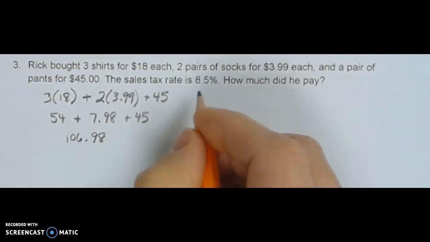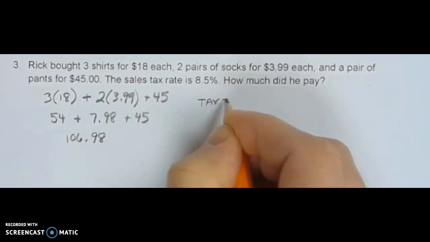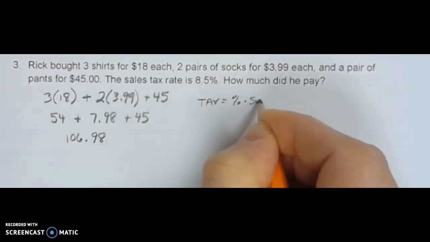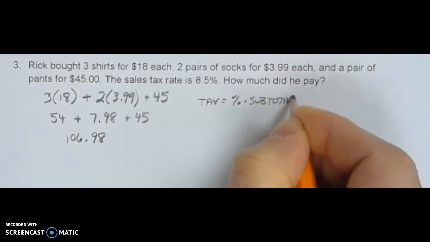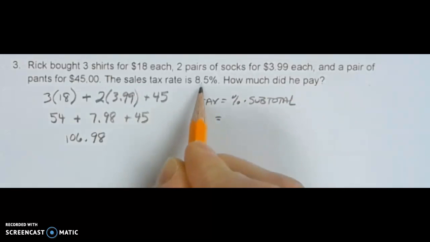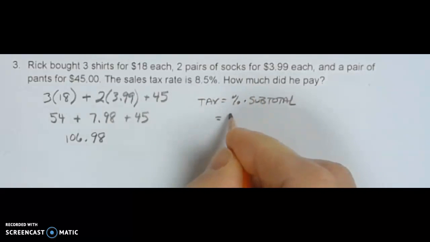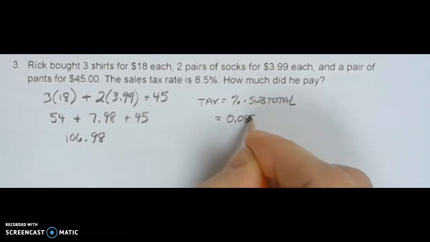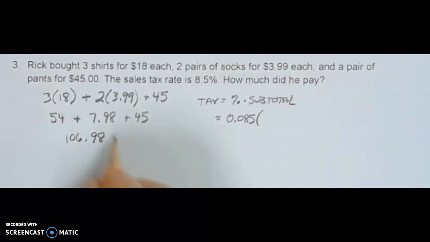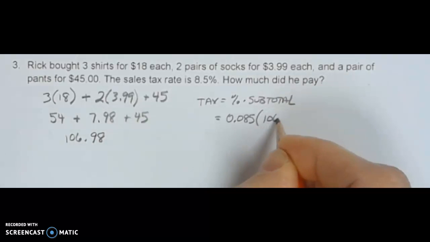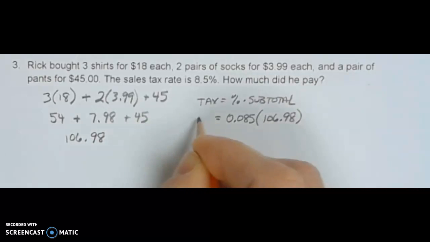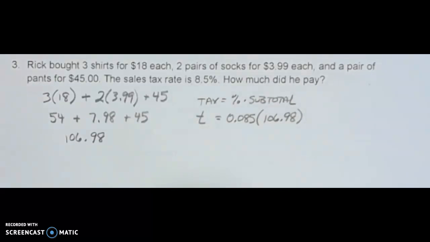how much sales tax there's going to be. So again, tax is equal to a percentage of the subtotal. And the tax rate is 8.5%. Move that decimal back to the left twice, which is going to be 85 thousandths. Times your subtotal, which we just calculated to be $106.98. And that'll tell you the amount of tax T.